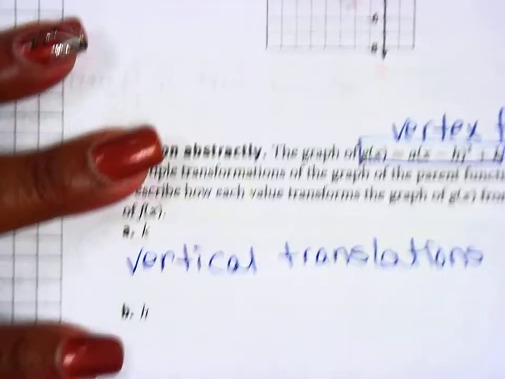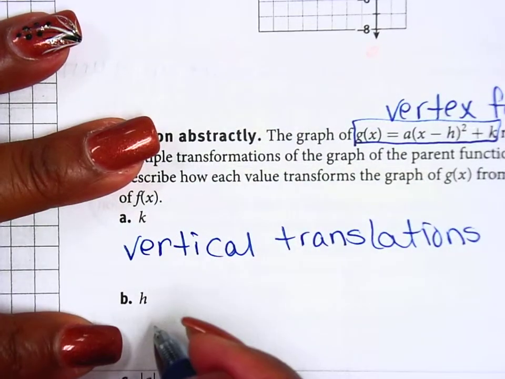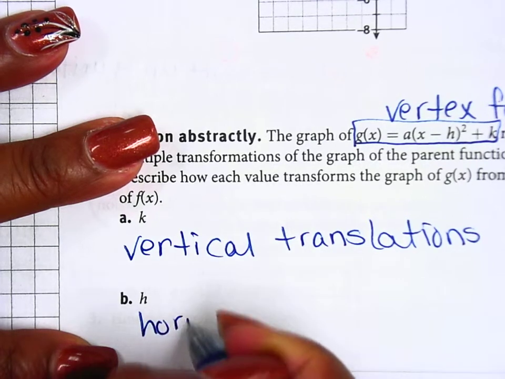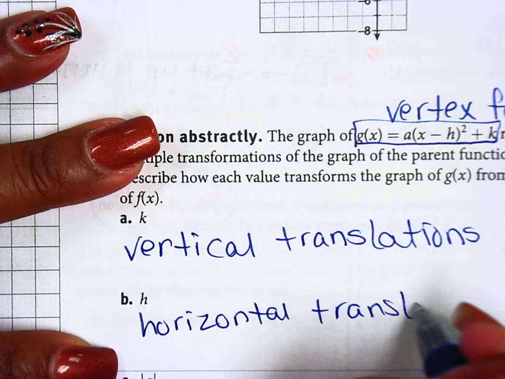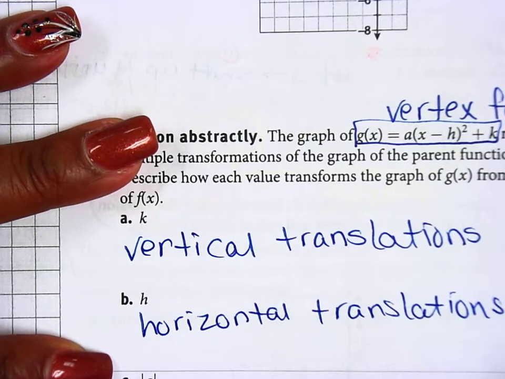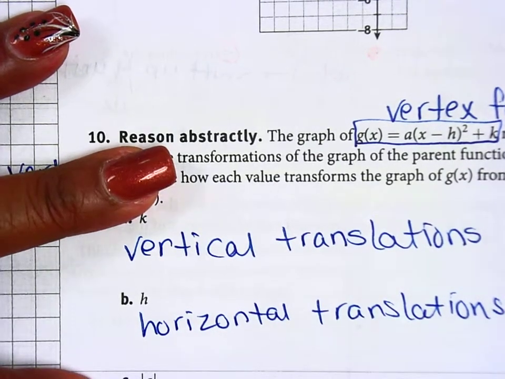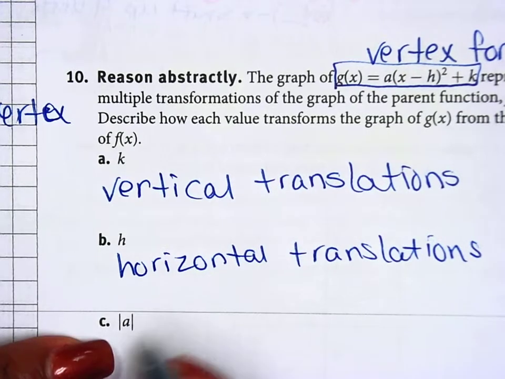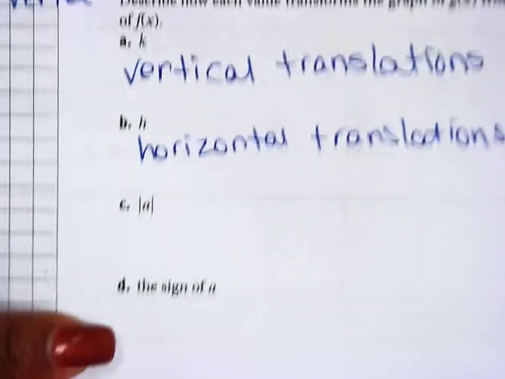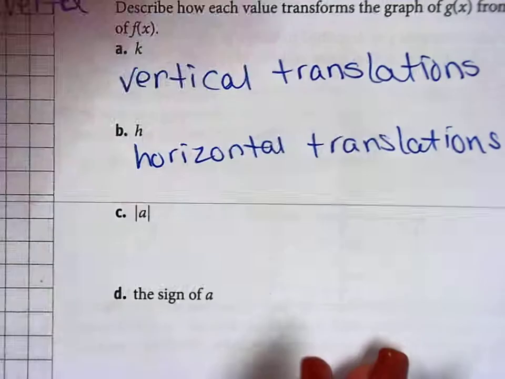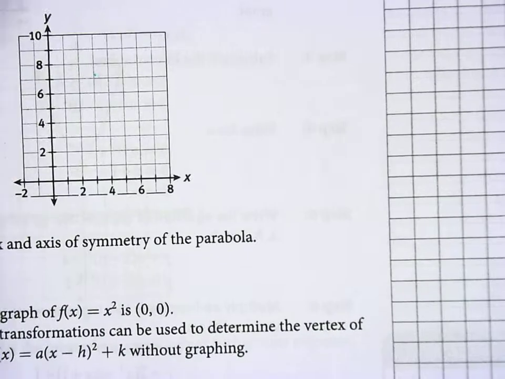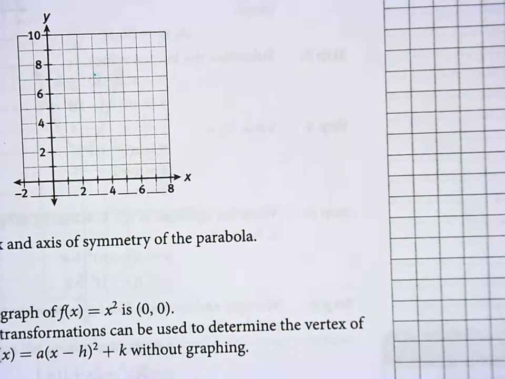Now I'm about to go to the h. Your h is going to be your horizontal translation, right or left. And this is your reflection, your vertical stretch or your vertical shrink. And the sign of a tells you whether it's going to open upward or downward. Notice I didn't write it. You can write it. Just continue to read it and follow the instructions.